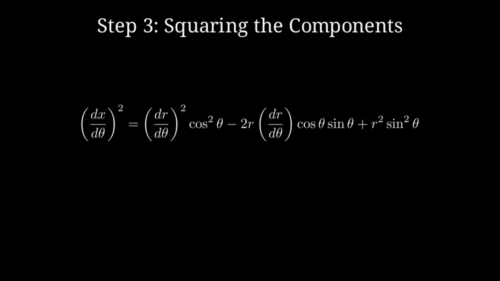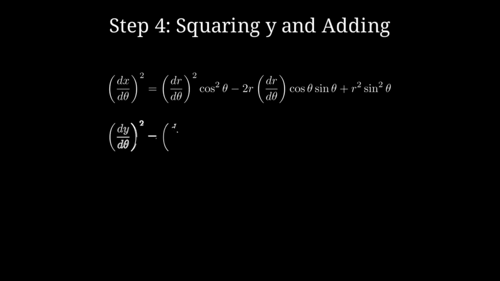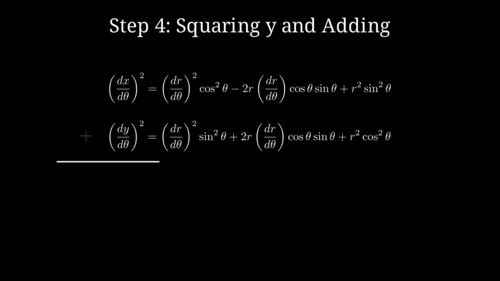Squaring the expression for dx/dθ involves expanding a binomial, which gives us three terms: a squared term for the derivative of r, a cross-product term involving both r and its derivative, and a squared term for r. Now we square the expression for dy/dθ. Notice the symmetry between this and the previous result.